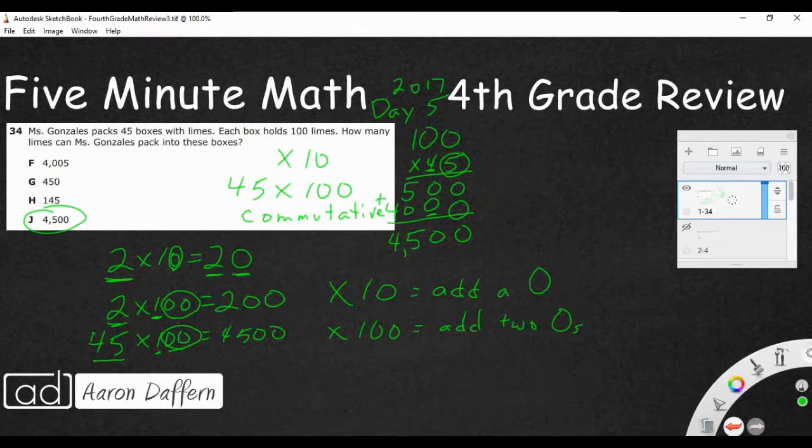So multiplying by 10 and 100 is really, really simple. If you just think of it as adding 1 zero for a 10 and 2 zeros for 100. That's how you can get to it really quickly.